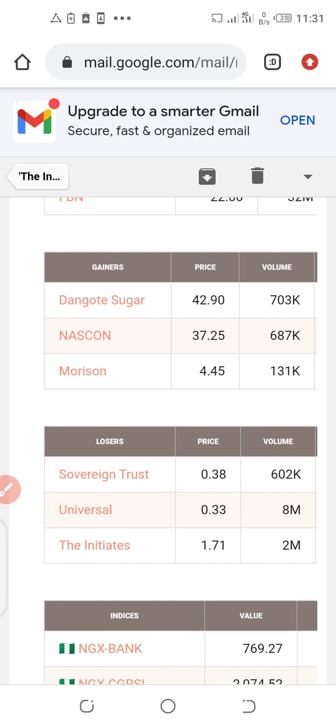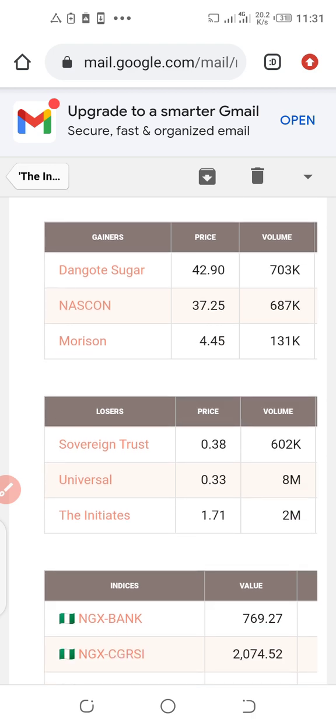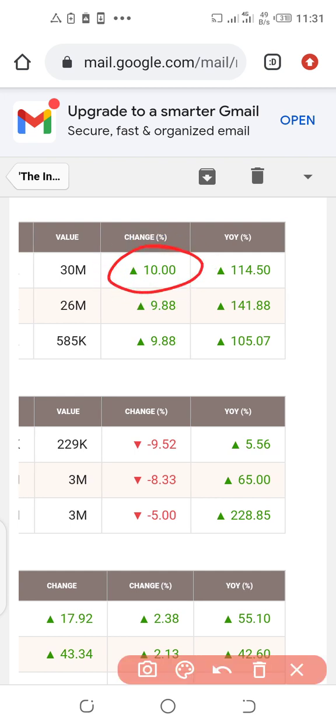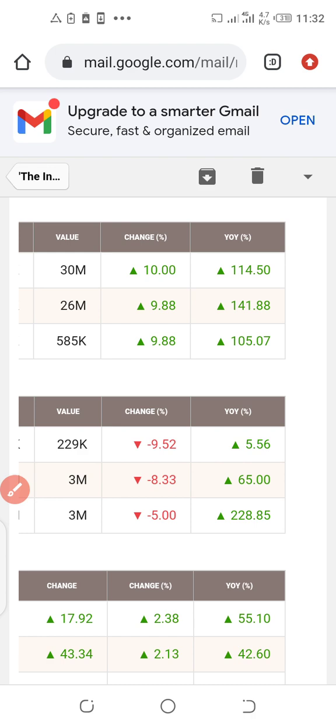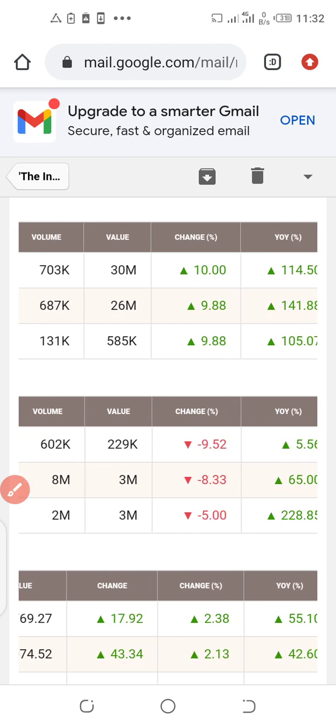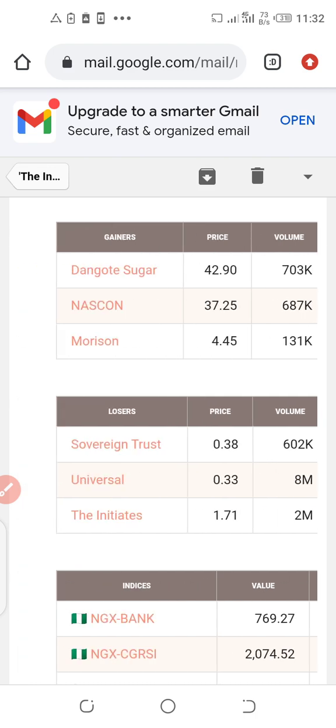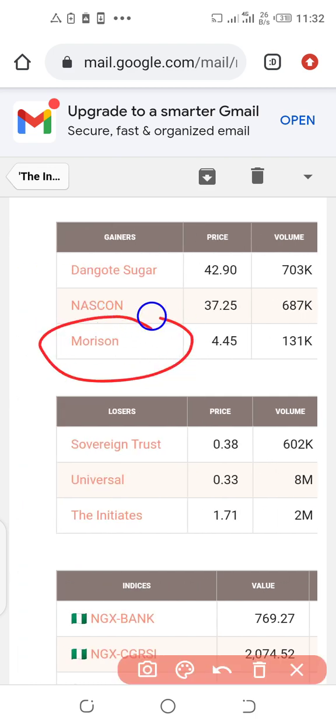So you see how things can be if you are not very careful analyzing the market before you make your buying decision. So let's see the performance of Dangote Sugar in terms of the profit gain. So this is 10%, amazing, with 114.50% in the last 1 year, which is 12 months, amazing. And then NASCON, 9.88%.